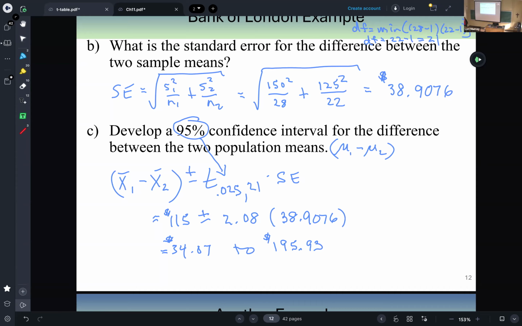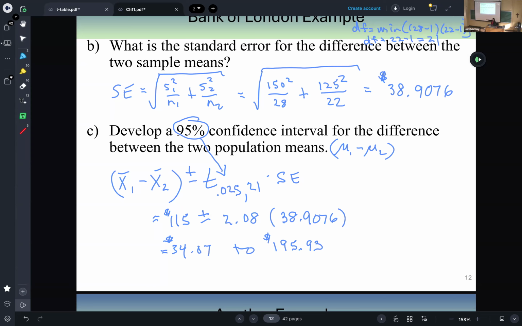They're just different. So who knows? One might be in a location that maybe is a new location, or just the behavior of the clients is different. Who knows why, but that would be up to the banks to figure out. Formally writing the test out like this, it's a confidence interval, and you can formally say that branch A has an average of $34.07 to $195.93 more than branch B.